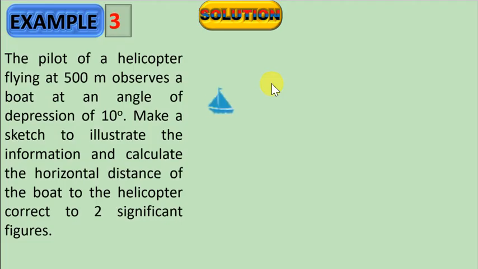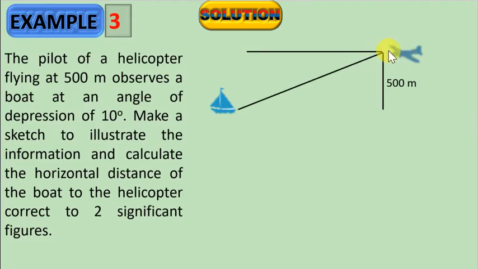So now we have the boat, and the pilot is flying at that height. The helicopter is 500 meters above the ground. This is the ground level measured from the level of the helicopter. Now we draw the line of sight, the direction of sight of the pilot to the boat. Then we complete the horizontal from the ground level, the sea level. Remember, we are told that the angle of depression is 10 degrees, so we represent that. That is the angle of depression given in the question.